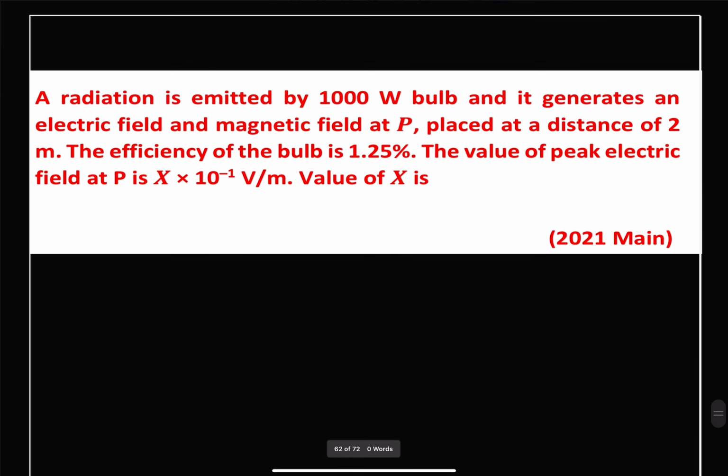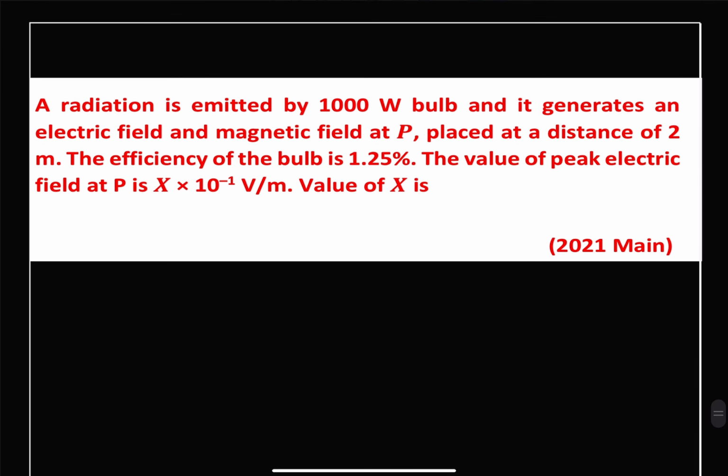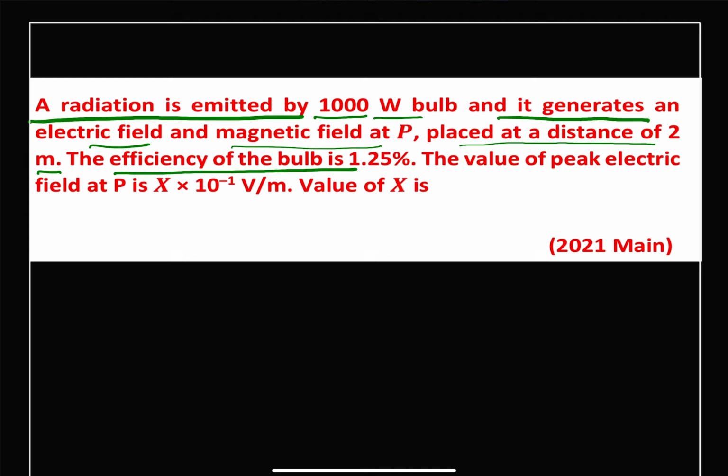Next question. It states that a radiation is emitted by a 1000 watt bulb, and it generates an electric field and magnetic field at P, placed at a distance of 2 meters. The efficiency of the bulb is 1.25%. The value of peak electric field at P is x into 10 to the power minus 1 volt per meter. The value of x is.